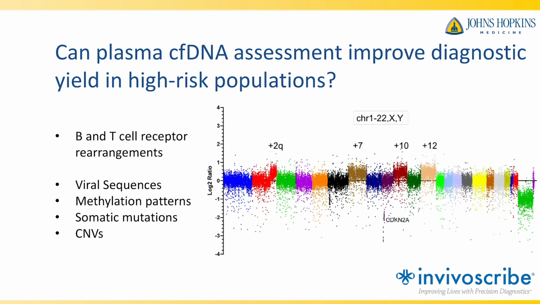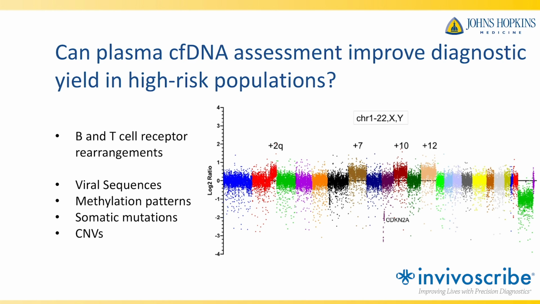And so going back to the question of, can plasma cfDNA assessment improve diagnostic yield? We believe that given some of the limitations, including somatic hypermutation that you see in B and T cells, the receptor analysis is probably not enough. And so we're approaching this in a more multi-analyte approach, looking at viral sequences, methylation, mutation, and also CNV analysis.